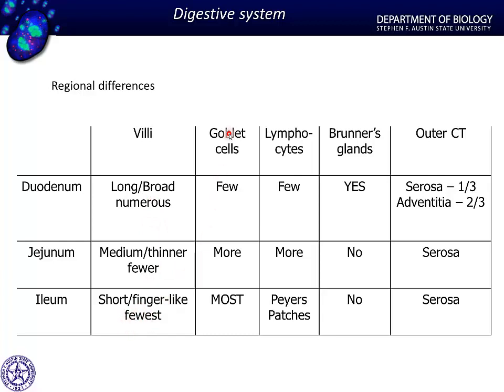Now, goblet cells, on the other hand, are going in the other direction. We have a few of them in the duodenum and most in the ileum. With lymphocytes, you may see some lymphocytes in the duodenum, but this is really what we're looking for: Peyer's patches in the ileum, and those are clearly recognizable. Our glands that are present, mucus glands, that's going to be totally in the duodenum. We're not going to see that in the other regions. And then the connective tissue, we're really not going to be looking for that. We're looking for Brunner's glands, we're looking for Peyer's patches, and we're looking for intestinal villi to help us distinguish the regions of our small intestine.